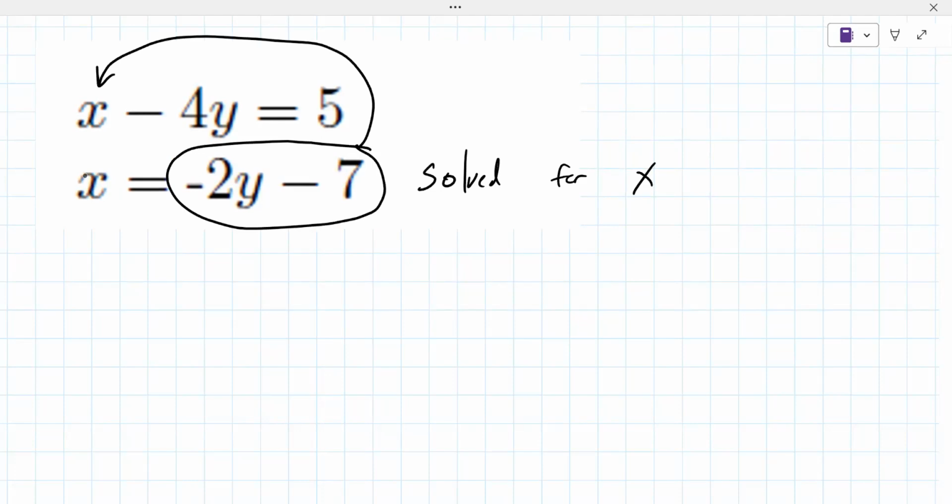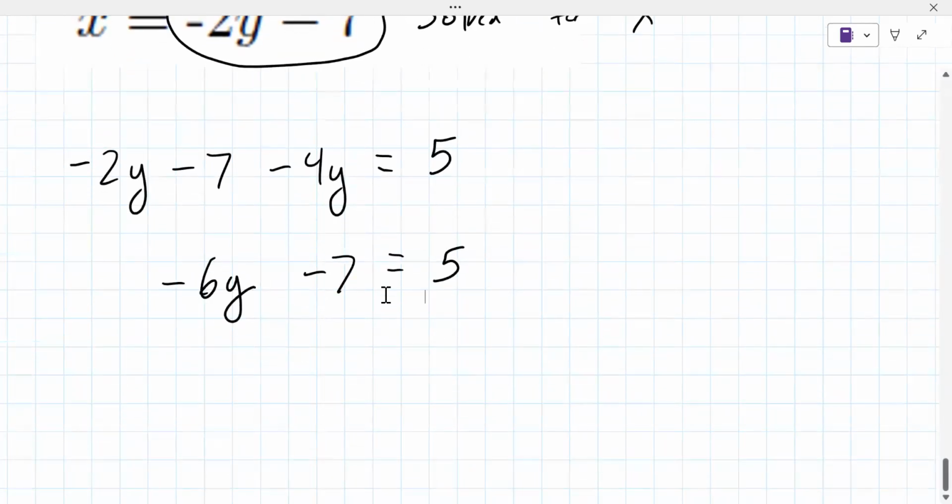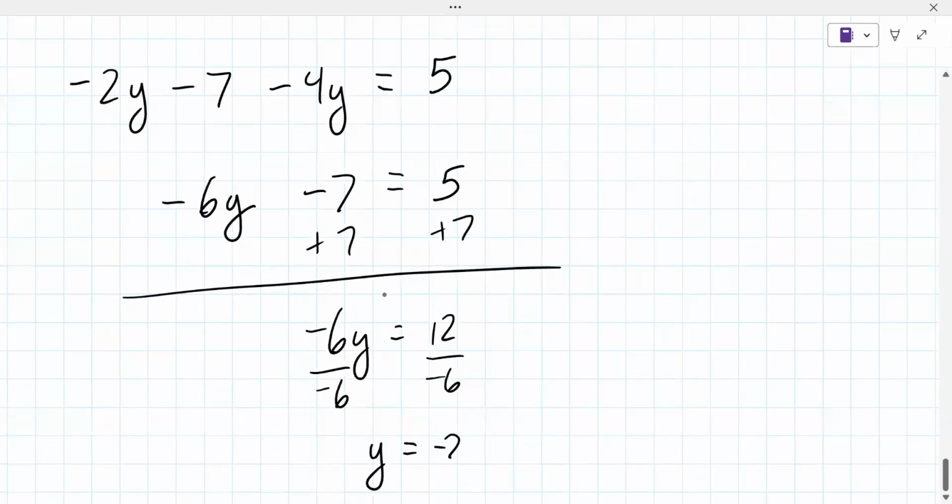But you just do the same thing. So it becomes minus 2y minus 7. That's the x. Minus 4y equals 5. Just like before, you combine like terms. You've got minus 2y minus 4y. That becomes minus 6y. Any questions on that? Okay, and then you would add 7 to 5. Minus 6y equals 12. Divide by negative 6. y equals -2.